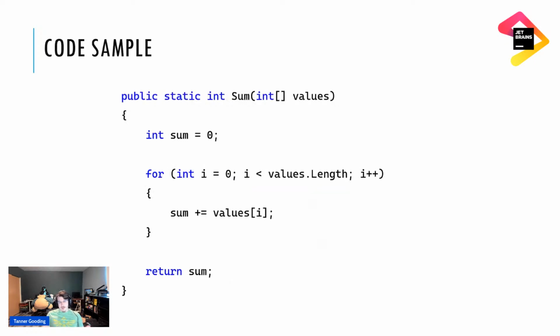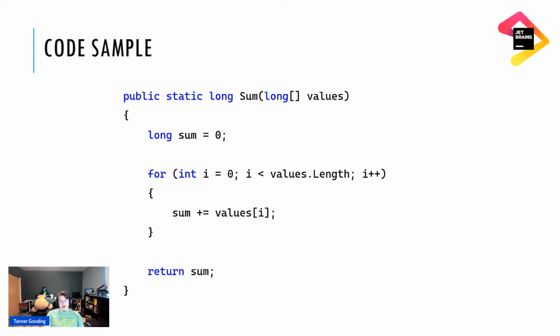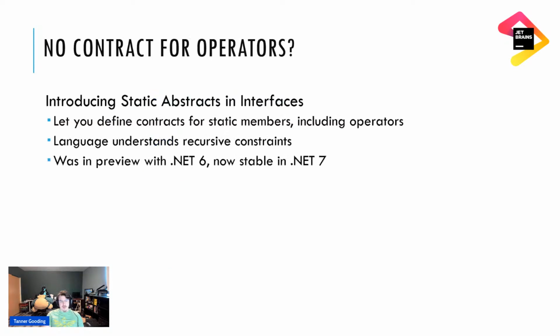So a simple example is if you wanted to compute a sum of integers, you'd have to write a for loop like this. You'd say int sum equals 0, you'd loop over the array, adding each index to the computed sum, and then you'd return the result. Now, if you wanted to support long, you've got the exact same code. You're just changing out the type from int to long, and everything continues working. We had no contract for operators.